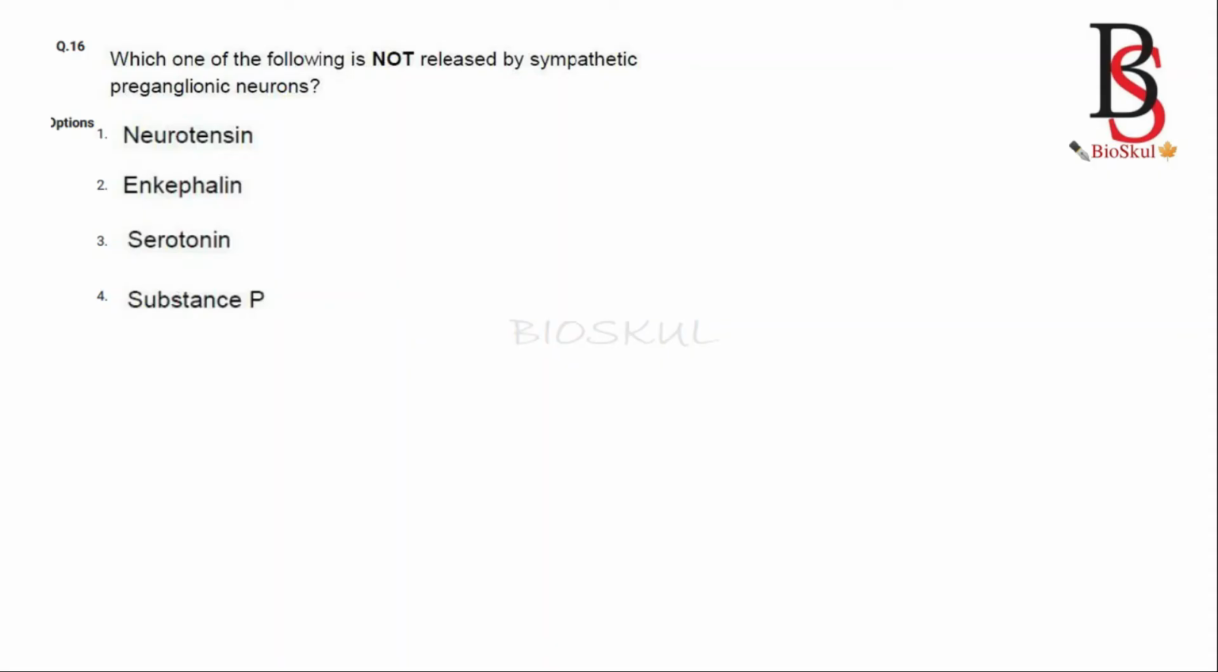Which of the following is not released by sympathetic preganglionic neurons? Neurotensin is released by the sympathetic preganglionic neuron. Enkephalin also. But serotonin is not released by the preganglionic neuron. Substance P is also released by the sympathetic preganglionic neurons. So the correct answer for question number 16 is option 3, that is serotonin, which is not released by sympathetic preganglionic neurons.